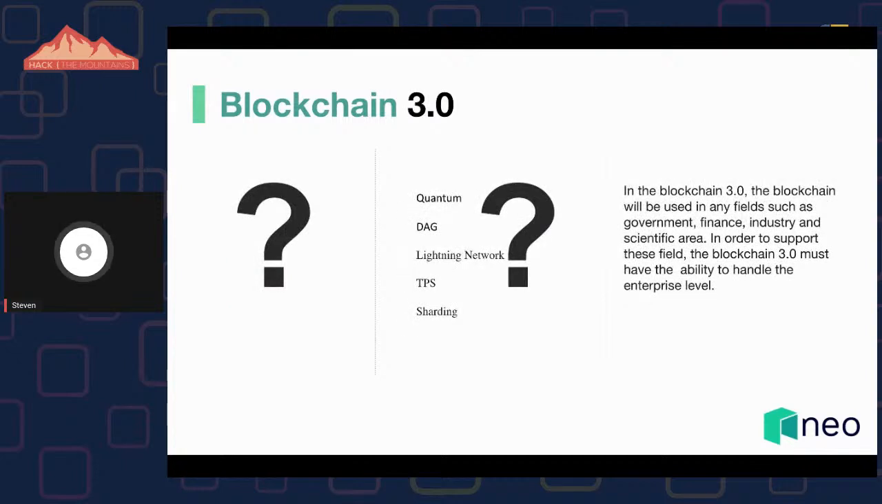Now, people are talking more about blockchain 3.0. What's 3.0? Some people say it's quantum computing. Some people say it's the lightning network, sharding, these kinds of things. From my point of view, 3.0 is still not very clear, and we still have to take a lot of time and resources to investigate it.